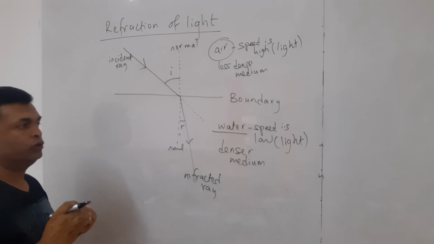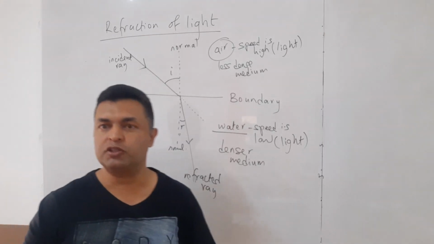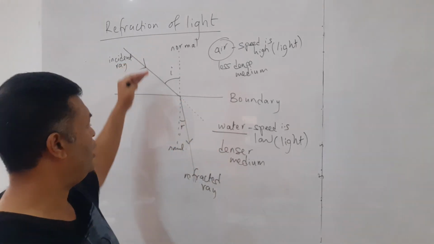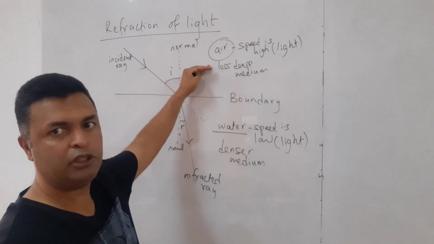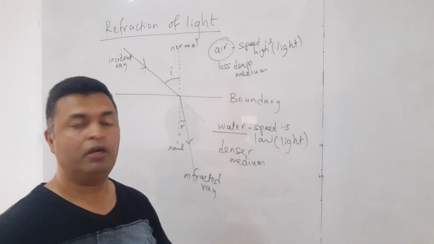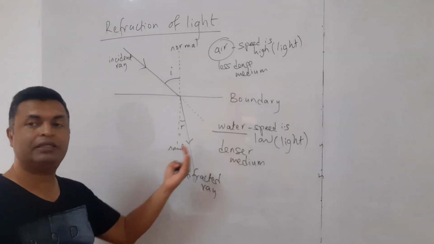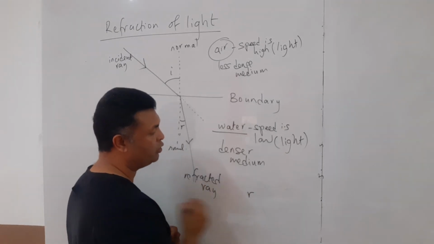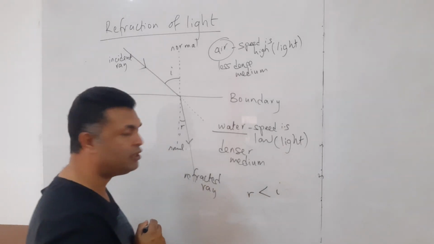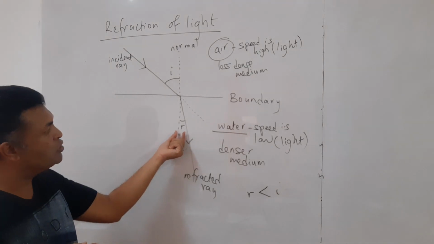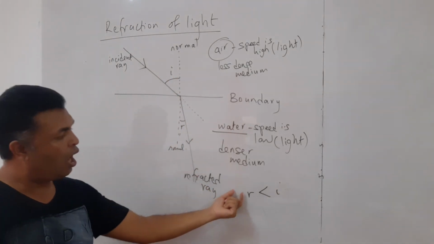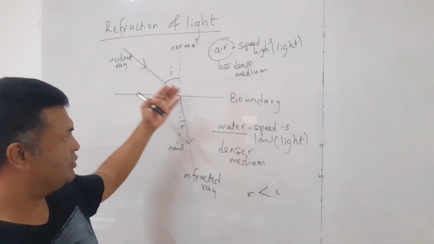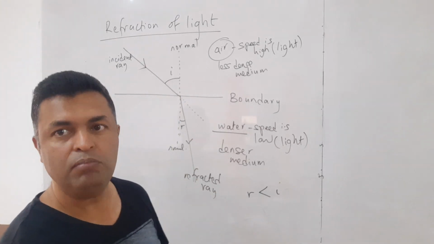You should remember that when light passes from a less dense medium to a denser medium, like here from air to water, the refracted ray is bent towards the normal. You can see here that the angle of refraction is less than the angle of incidence, because the angle becomes smaller than the other one. So r is less than i. This is refraction from a less dense to a denser medium.